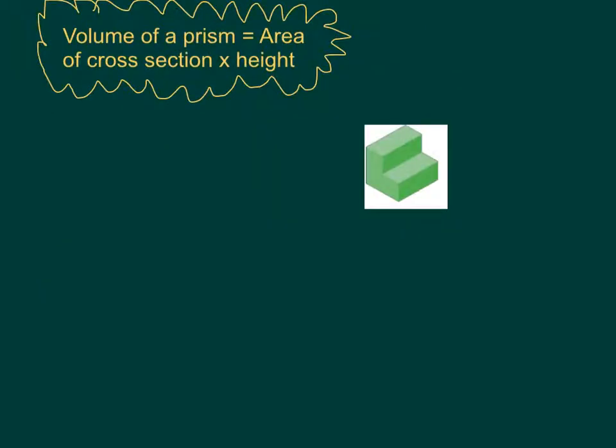Now, like I said before, this works with any kind of prism. So even this one, which I'd like to call the L-shaped prism, it's still the same formula. So it's the area of the cross section, which I'm skillfully colouring in here, and you multiply that by, you've guessed it, the height.